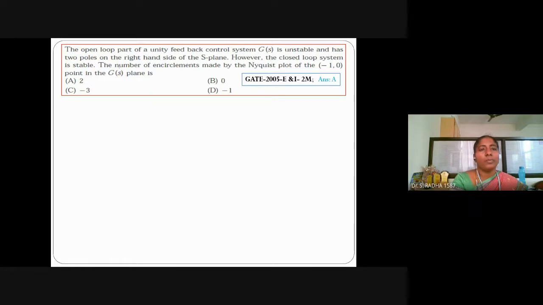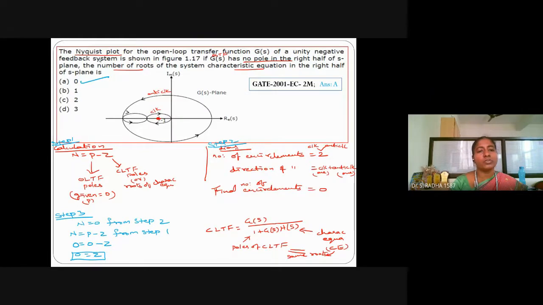The open loop part of a unity feedback control system, G of S, is unstable and has 2 poles on the right hand side of the S plane. They are talking about a unity feedback control system, where G of S means the open loop transfer function. It has two poles on RHS, so whether this value is P or Z? Which one are the open loop transfer function poles, P or Z?